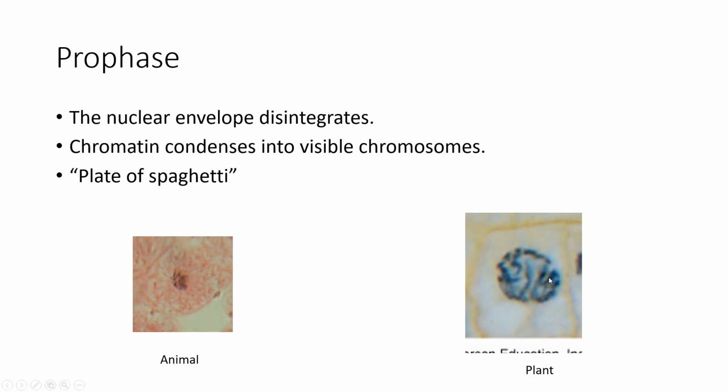There's no order to them, they're not lined up, they're not pulling apart, they're just thrown into the middle of a cell. So this is an animal cell in prophase, this is a plant cell in prophase.